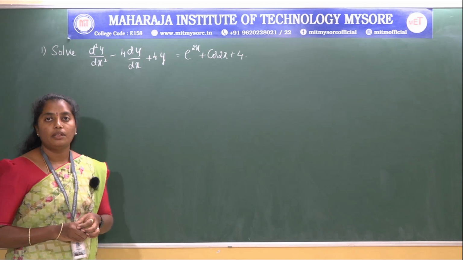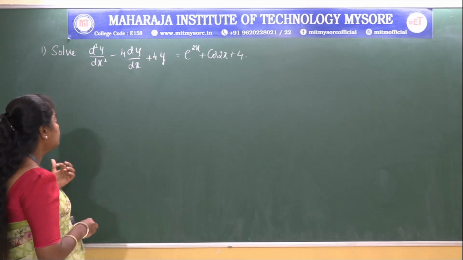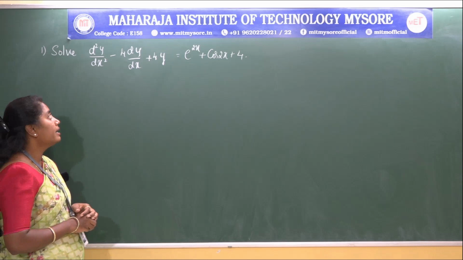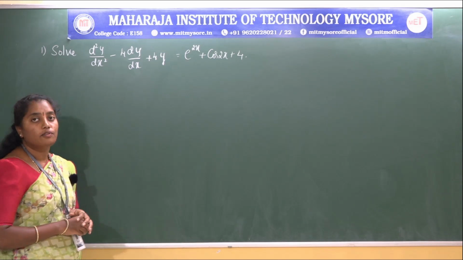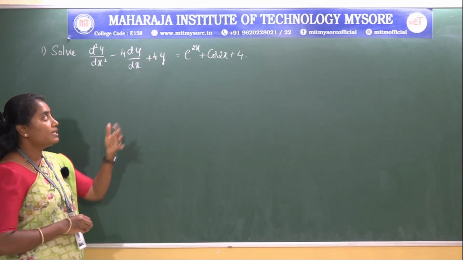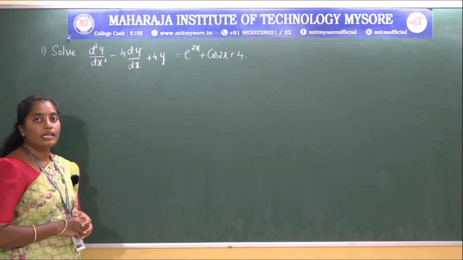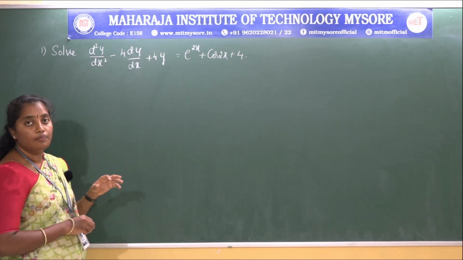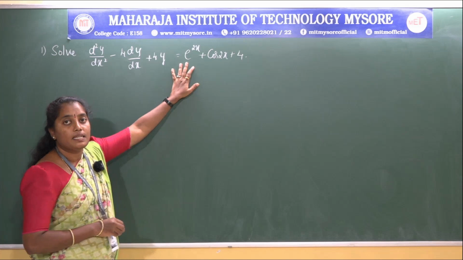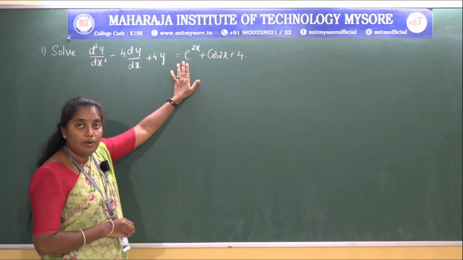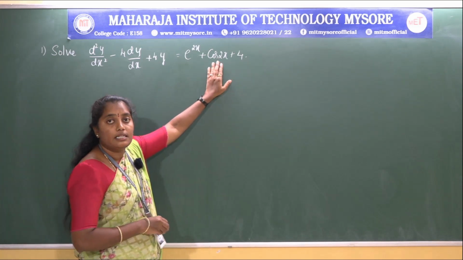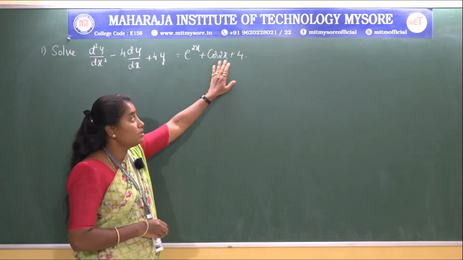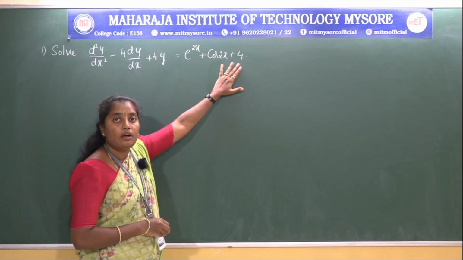So let us take the first problem, that is, solve d square y by dx square minus 4 dy by dx plus 4y is equal to e power of 2x plus cos 2x plus 4. Here e power of 2x is an exponential function, that is type 1 function. Cos 2x is a trigonometric function, type 2 function, and in the last term we have a constant element.